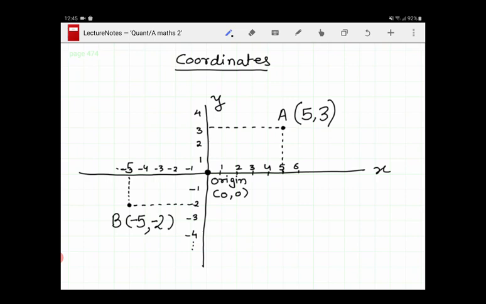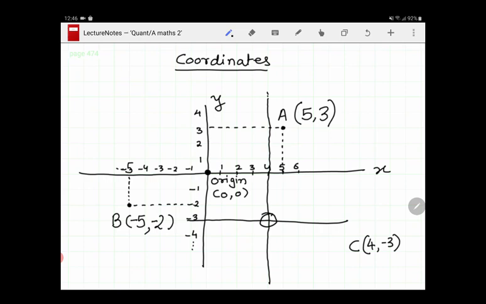Now, supposing I want to mark a point C with the coordinates 4 and -3. So the x coordinate is 4. So I will draw the line on the x axis at 4, and the line for the y axis at -3. The point where these two meet will be C, with the x coordinate corresponding to 4 and the y coordinate corresponding to -3. So this is the coordinate system, right?